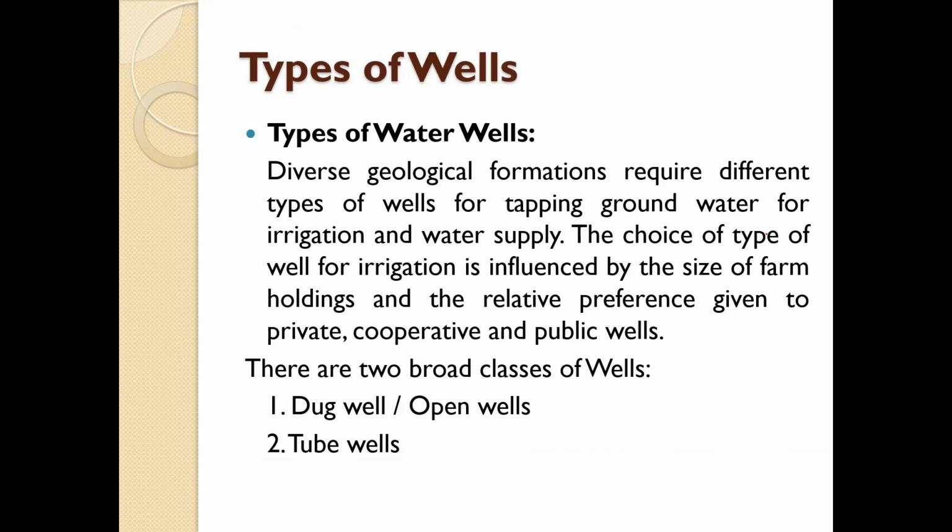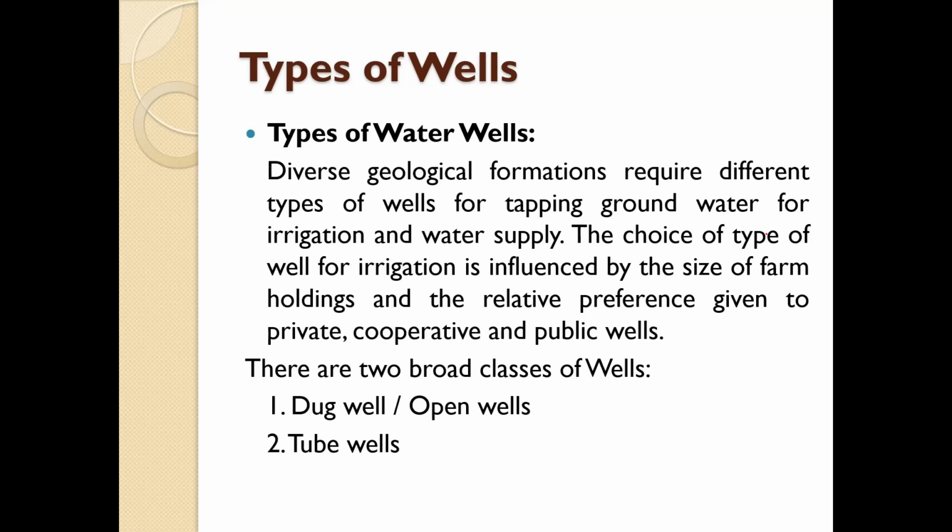So going into detail, types of water wells. Diverse geological formations require different types of wells for tapping the groundwater for irrigation and water supply. The choice of the type of well for irrigation is influenced by the size of the farm holding and the relative preference given to private, cooperative, and public wells. Initially in the country regions we had these public or cooperative wells, and even this time also we have public and cooperative wells. Even private wells are there.